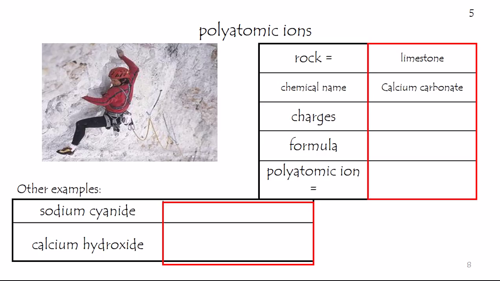Calcium, Ca, yeah, it's going to form a 2+ charge. But carbonate, it's not on the periodic table. And in fact, carbonate is a 4-atom based ion. It is the CO3 2- ion.